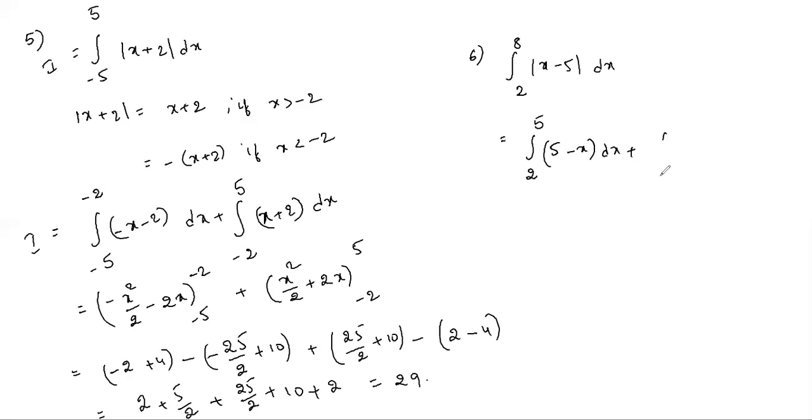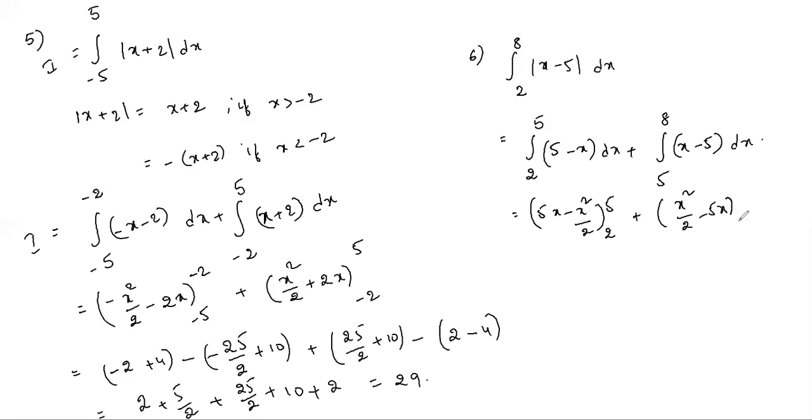Next, between 5 to 8, we take any value in this interval. If you take 7, 7 minus 5 is 2, positive. So mod is plus, so x minus 5 dx. So 5x minus x square by 2 between the limits 2 to 5, plus x square by 2 minus 5x between 5 to 8.